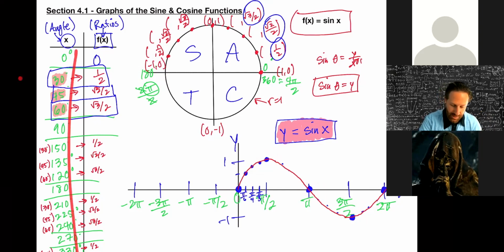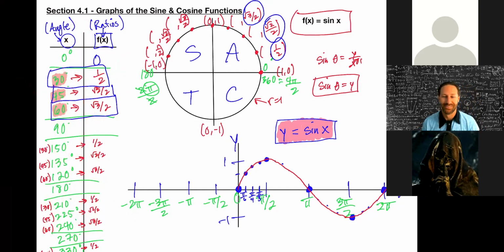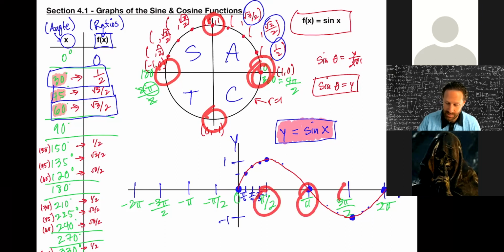I don't need all of this ever again. I don't ever want to do that again. I'd rather just plot these 5 key points. Which, by the way, what are those 5 key points? They are my quadrantal angles. Those 90, 180, 270, and 360. But in radians. My 0, pi over 2, pi, 3 pi over 2, and 2 pi.